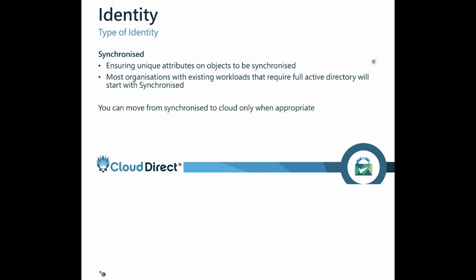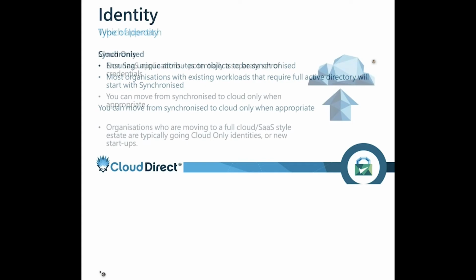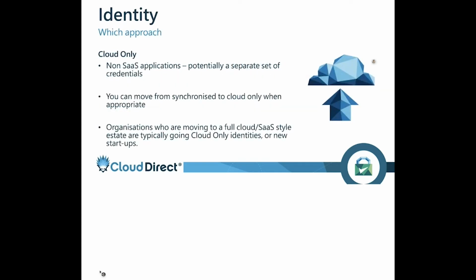The other option is cloud only, which is a pure Azure AD object, username and password. So if you do still have anything on premise that is non-SaaS, you may have to manage separate identities for that, which isn't a great user experience. However, if you do go synchronized, you can then switch to cloud only in the future when it's ready. We only really see full-blown cloud only straight away when it's a new startup in most cases.